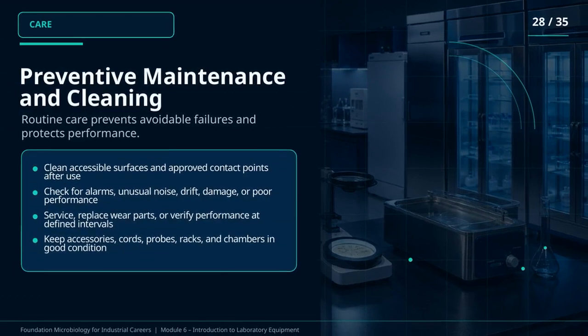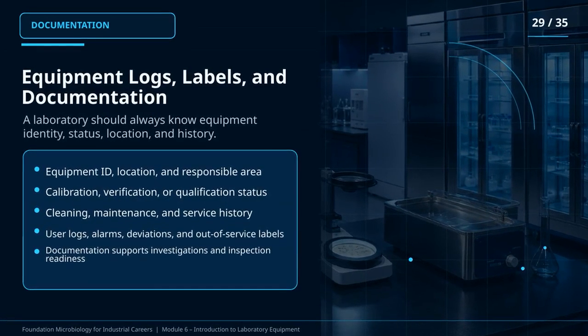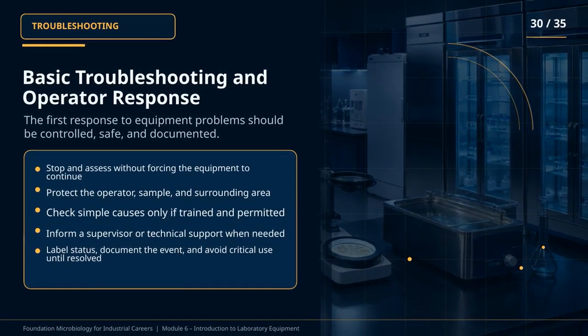Preventive maintenance and cleaning reduce avoidable failures and help preserve equipment performance. Regular cleaning, inspection for alarms or unusual noise, timely service, and care of accessories protect both the instrument and the result. Equipment logs, labels, and documentation make the status and history of every device visible to the laboratory. Records should show identity, location, calibration, or qualification status, cleaning, service history, alarms, and out-of-service status when needed.